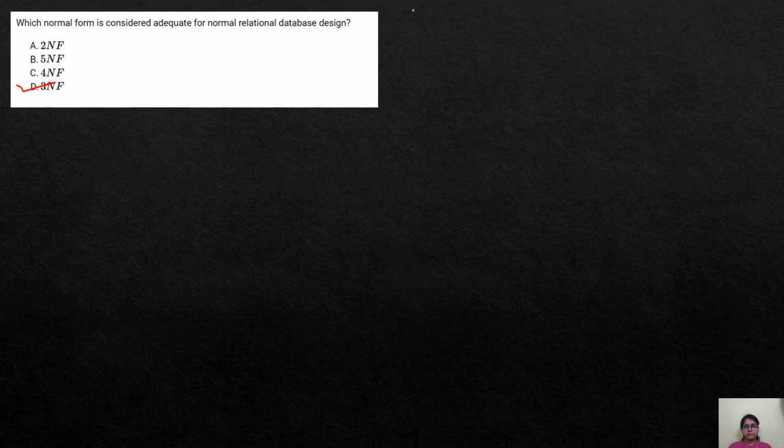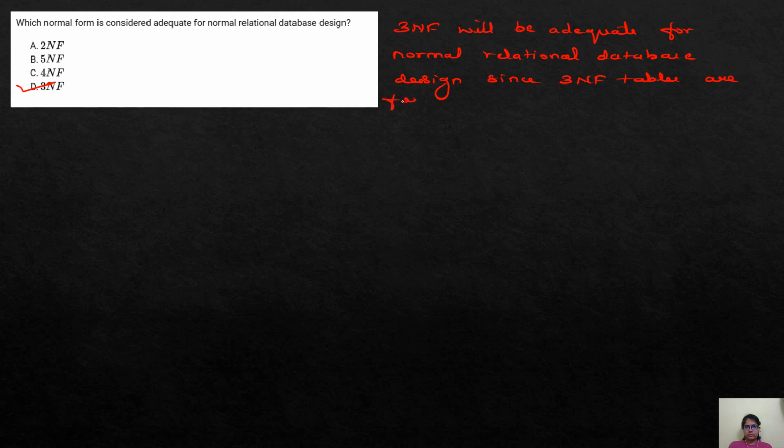So let me write the reasoning for this. 3NF will be adequate for normal relational database design, since 3NF tables are free of insertion, update, and deletion anomalies. So that's why for the design purpose we are choosing 3NF.